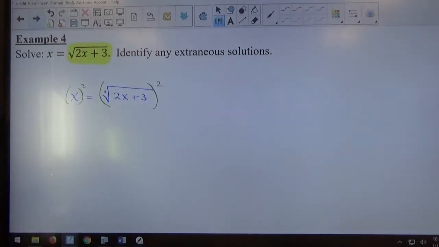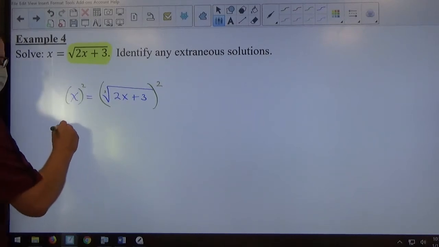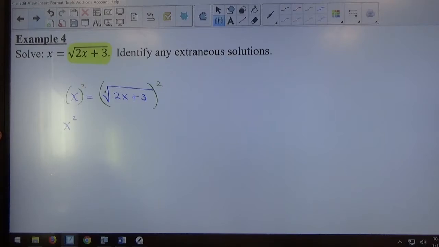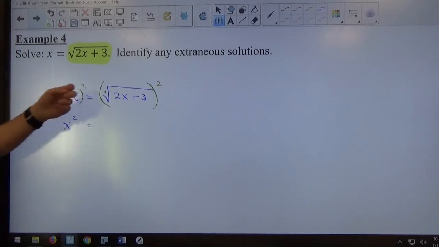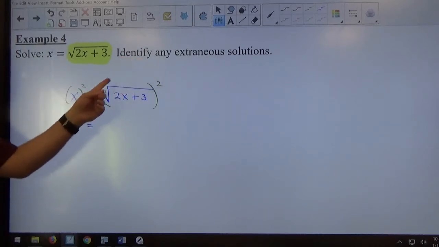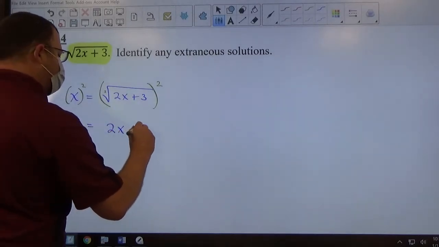On the left-hand side, on Friday, we had a number squared, we'd evaluate it, and here we have a letter squared. All I can do is write letter squared. There's no way to evaluate x squared. We can just write it down as x squared. We simplify what we can to the extent we can. The right-hand side is just like it was the other day. We have a square root squared. The square root and the square undo each other, leaving us with the contents, which is 2x plus 3.